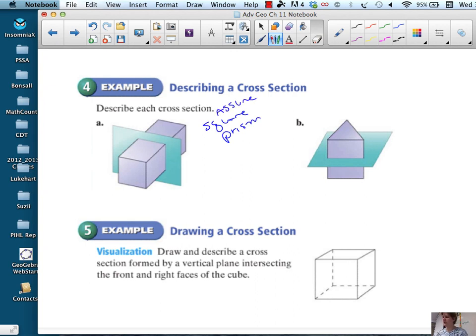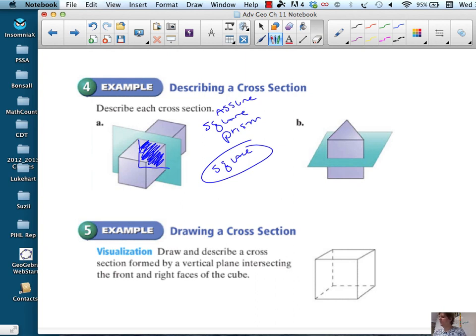If I do the cross-section and it's perpendicular, what I'm going to get is a square. So what I'm saying is if I used the plane to cut the figure and then I pulled it apart, what I would see in the part that was cut is a square. And for this one, I do have to assume that it's a square prism and that the plane is going perpendicular to the sides.